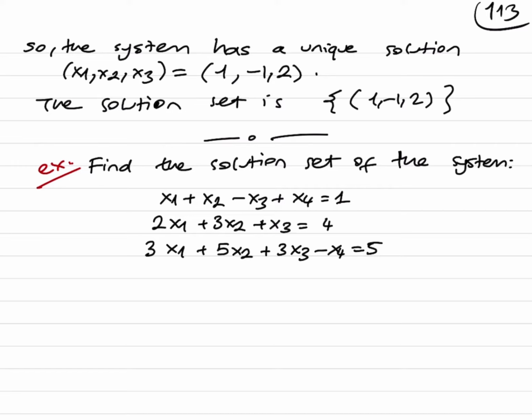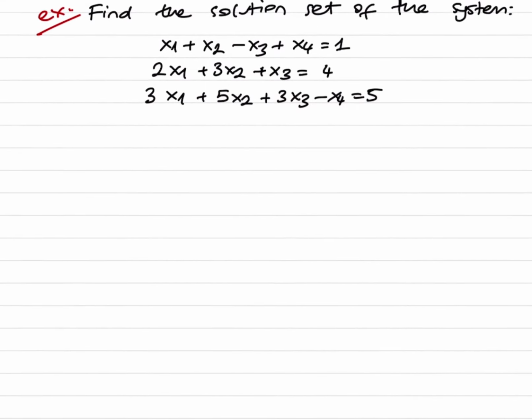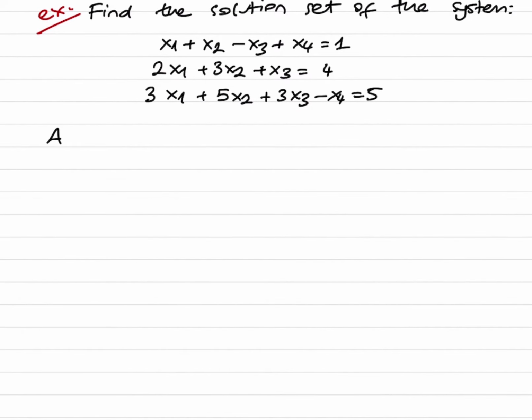Okay, we will continue to solve some systems. Now we will find the solution set of this given system. As we said, we always start by finding the augmented matrix first. What is it? It is 1 1 -1 1 1 2 3 1.